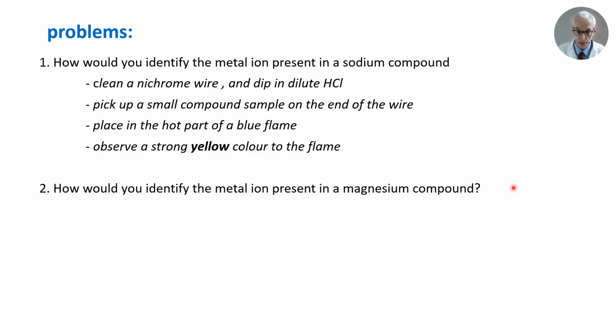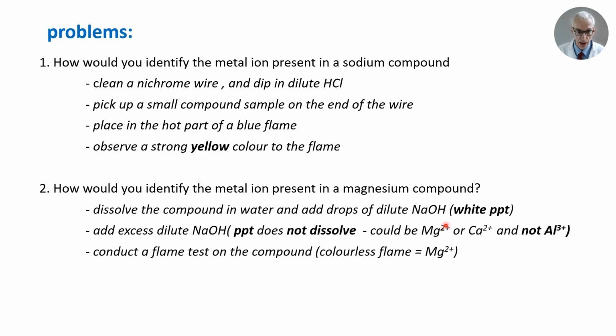How would you identify the metal ion present in a magnesium compound? If you haven't had a go at that, pause and have a go. Otherwise, I'm going to reveal now. Dissolve the compound in distilled water and add drops of dilute sodium hydroxide. A white precipitate would form. Add excess sodium hydroxide.